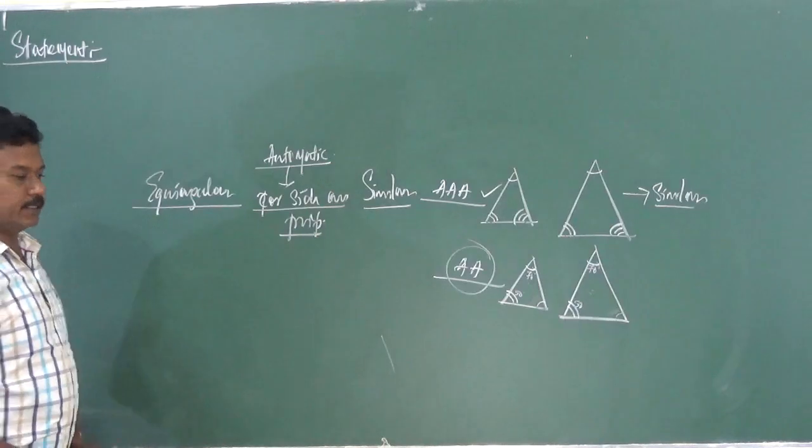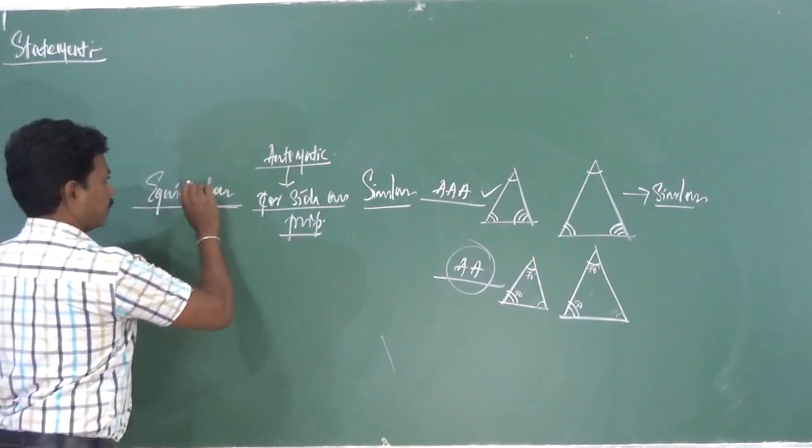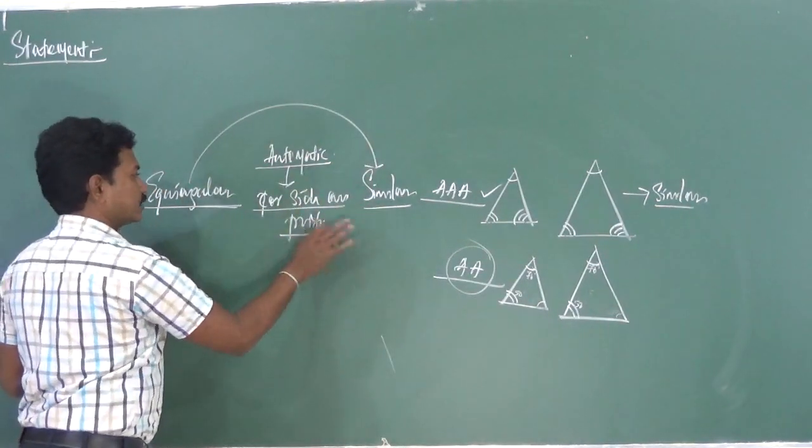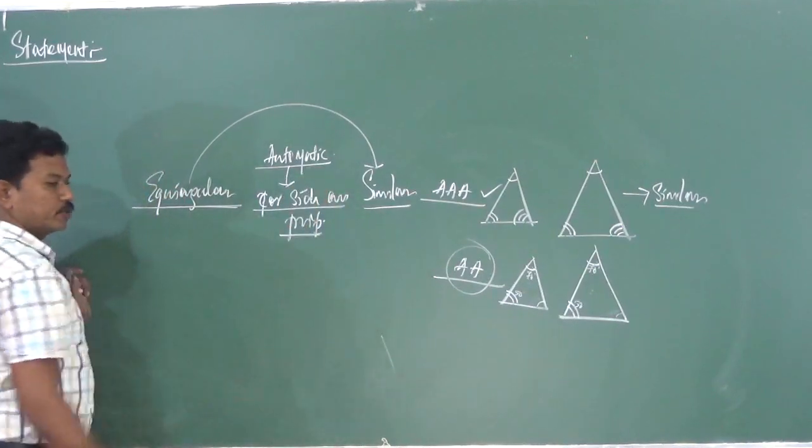So, two statements come with this. If two triangles are equiangular, then they are similar. It is understood that their corresponding sides are proportional.